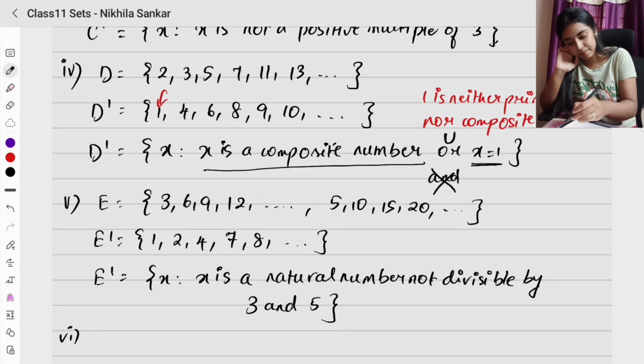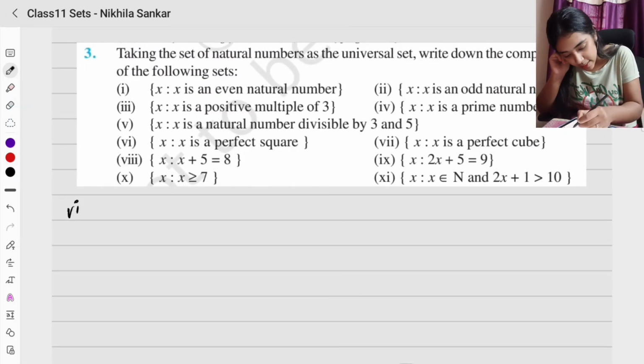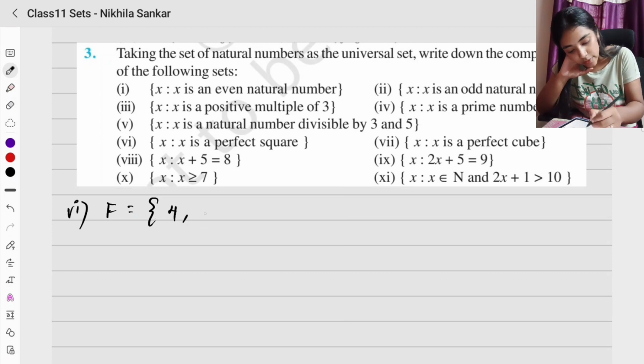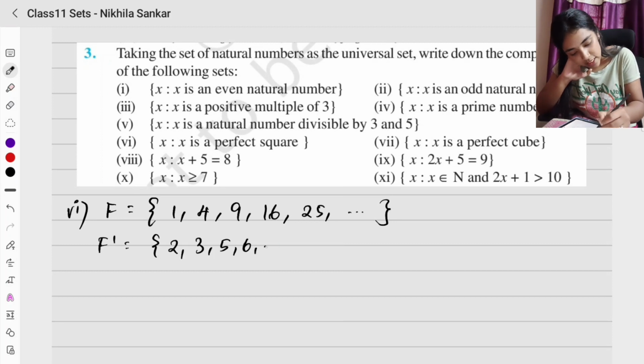Sixth subsection, x is a perfect square. I'll do it on the next page. I can write all these numbers. So F is going to be the perfect squares: 4, and I can also write 1. 1 is a perfect square, correct? 1, 4, 2 square is 4, 3 square is 9, 4 square is 16, 5 square is 25 and so on. So my F dash is going to be all the other numbers: 2, 3, 5, 6, 7, 8, 10 and so on.